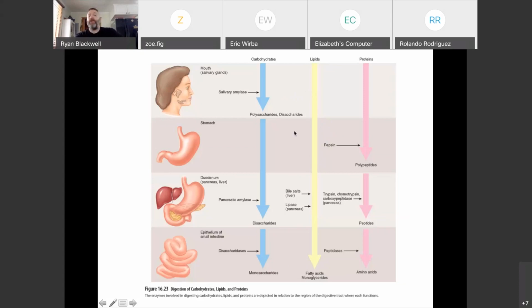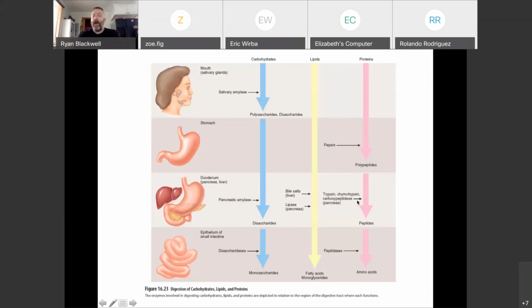Next, as chyme enters the duodenum, the beginning of the small intestine, it mixes with bile from the liver, again, produced in the liver, but stored in the gallbladder. So bile can come from the liver or the gallbladder, even though it's only made in the liver. So bile, as well as pancreatic lipase, breaks down fats. Amylase, produced by the pancreas, breaks down carbohydrates in the small intestine. And then lastly, trypsin and chymotrypsin produced by the pancreas digest proteins in the small intestine.